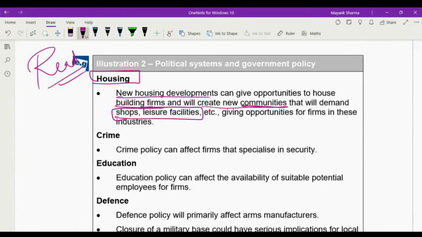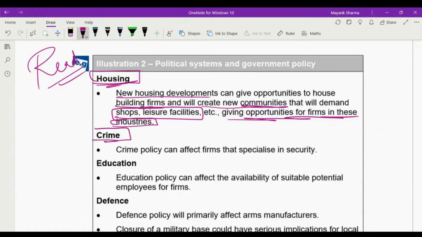If you are housing a community or a colony, then in that colony you will need other places where people will go to meet their needs and demands, like shops, leisure facilities, parks and all. So you'll have demand for that as well, giving opportunities to firms in these industries too. So government policy relating to housing will directly impact the related businesses.